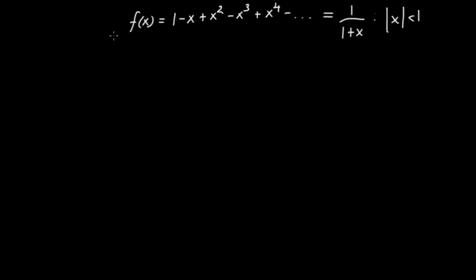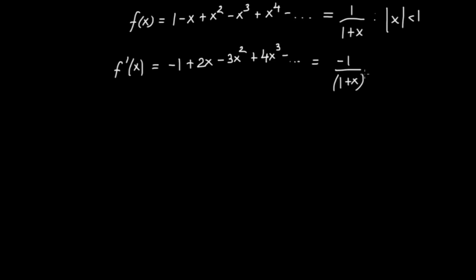Now I'm going to differentiate term by term. So I get f prime of x is equal to, the derivative of 1 is 0, derivative of negative x is minus 1, plus x squared, take the derivative, that's 2x. Then I get minus 3x squared, plus 4x cubed, and so on. So I took the derivative of that side, I'm going to take the derivative of this side as well. And we found that the derivative is minus 1 over 1 plus x all squared. And I claim that the interval over which this makes sense is also when the absolute value of x is less than 1.